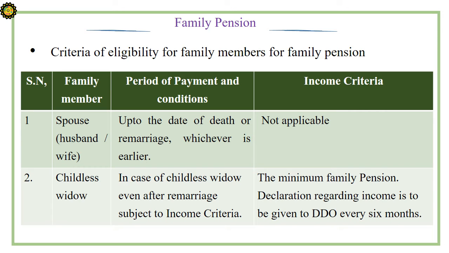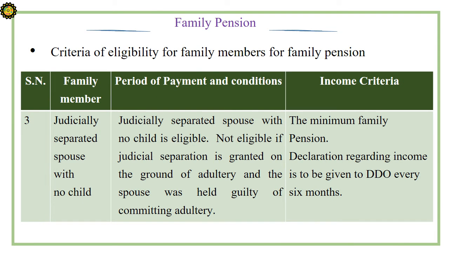Income criteria: the minimum family pension. Declaration regarding income is to be given to the DDO every 6 months. Judicially separated spouse with no child. Period of payment and conditions: a judicially separated spouse with no child is eligible.